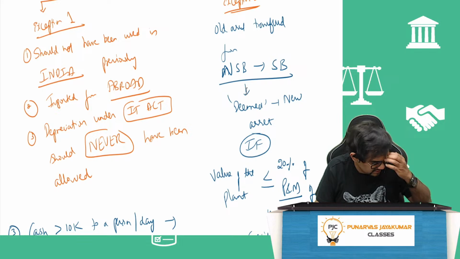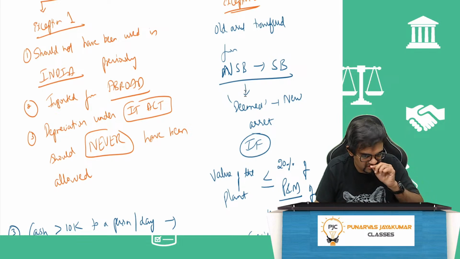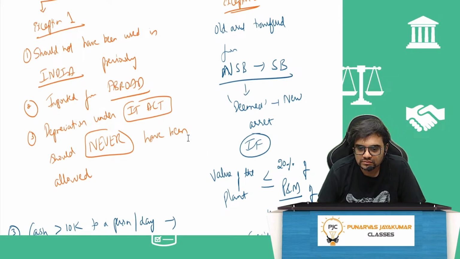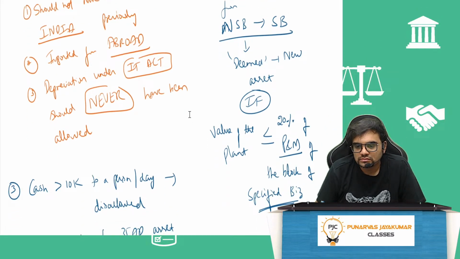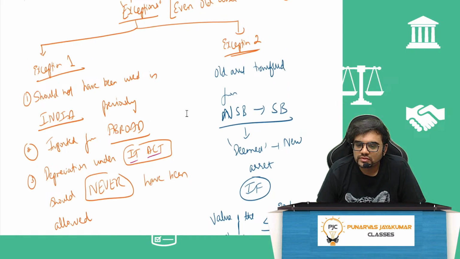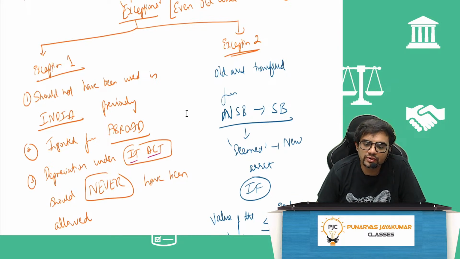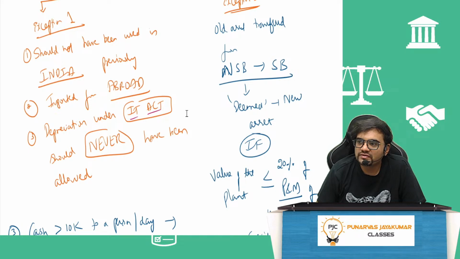Under Income Tax Act should never have been allowed before. Right? First one, it should not have been used in India previously. Second, imported from abroad. Third one, you should never have allowed depreciation before. Then only it is deemed to be new. Which means what? In India, it is new. Should not have been used in India, no depreciation allowed. In India, it is new.